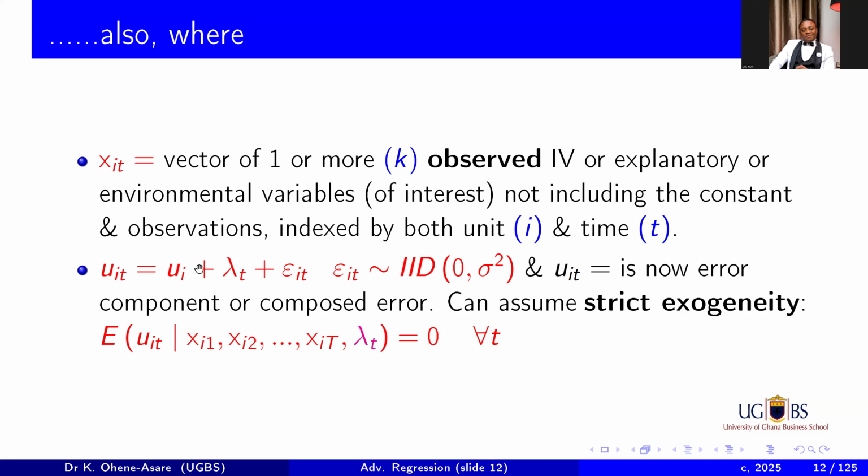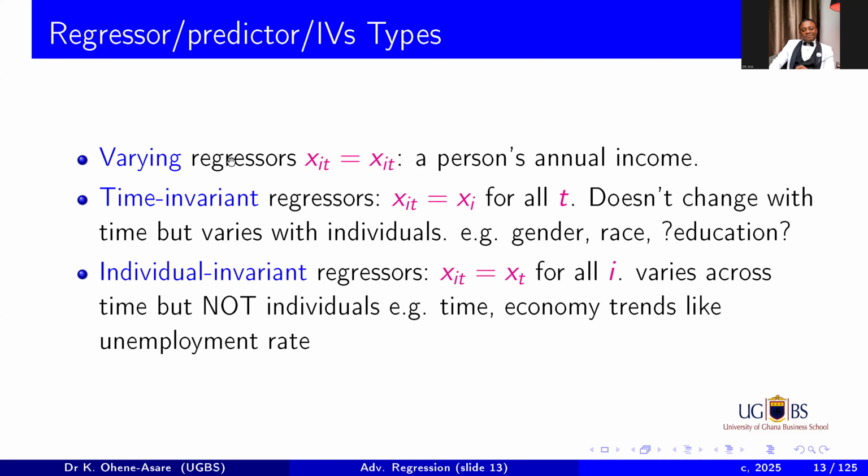So that u_it is made up of several things. It's now a composed error. And it can assume strict exogeneity. In other words, we can assume that the expected value of this error, which is composed, there are three things in it, given the independent variable, because we are ensuring that there's no endogeneity, the expected value is supposed to be zero for every time period that you look at. I can just ask you this as an example to explain the elements.